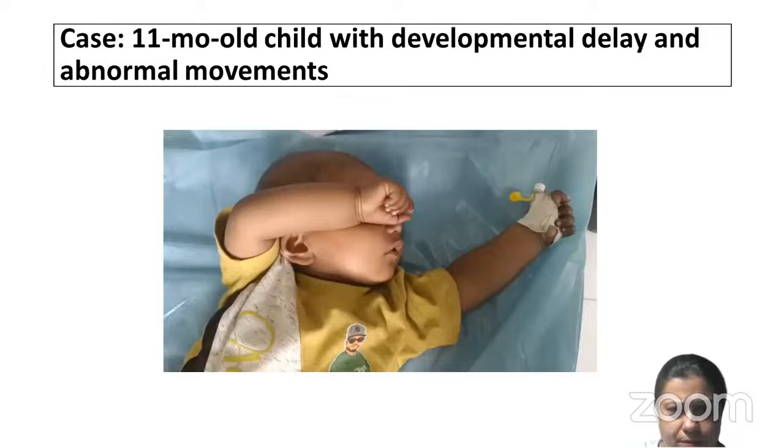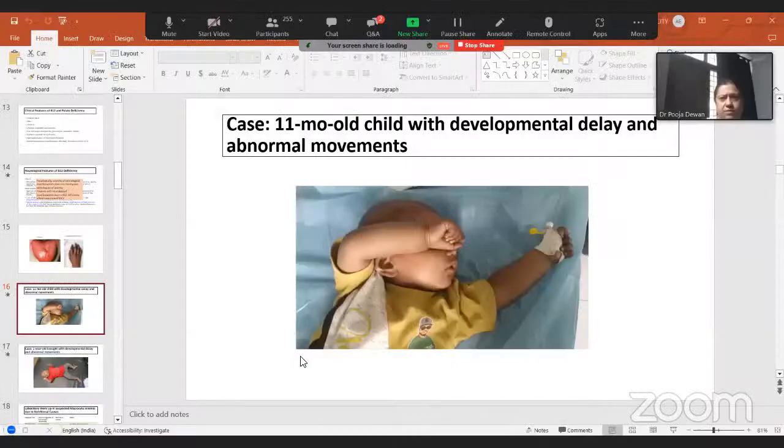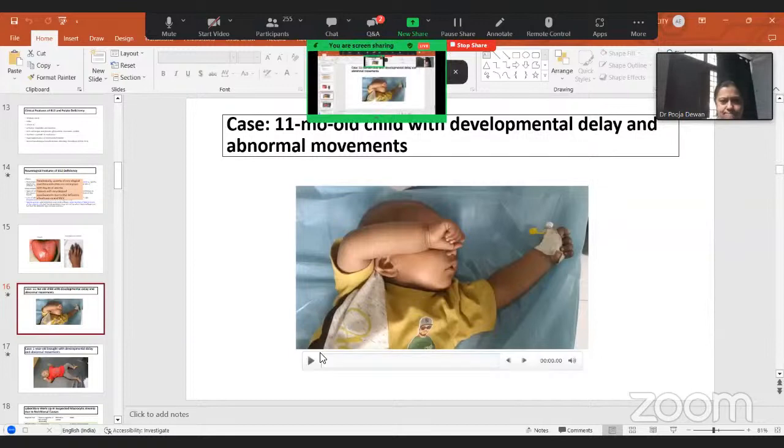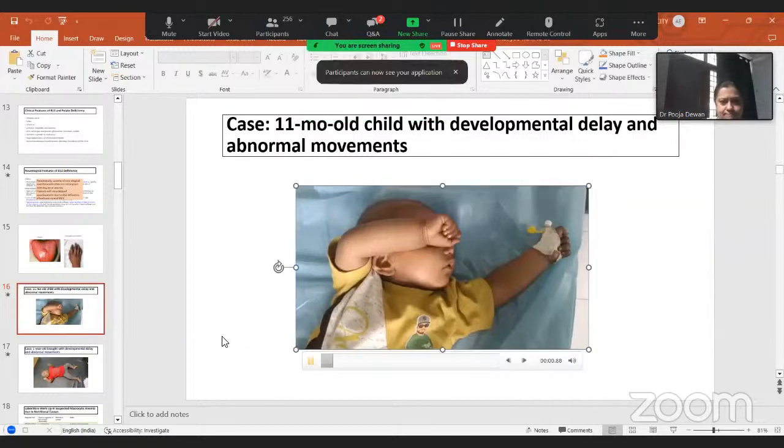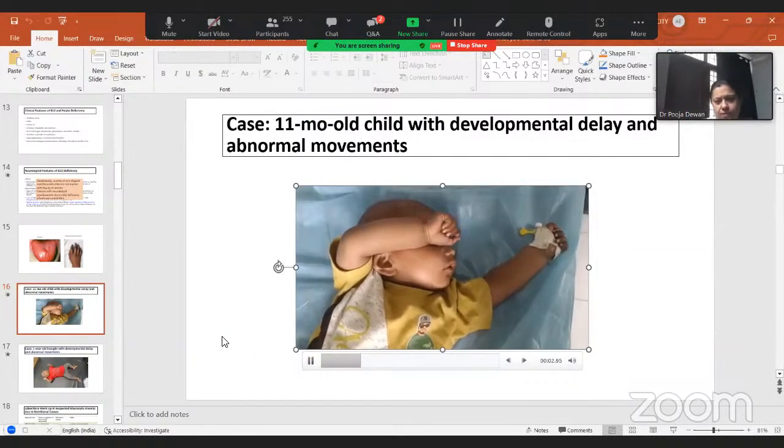Ma'am, please stop sharing. I'll share my screen. Yeah, I'll do that. I think it's already stopped sharing from my side. Is it still showing? No. Your screen has stopped sharing. Is it visible, ma'am? Yeah, I can see.